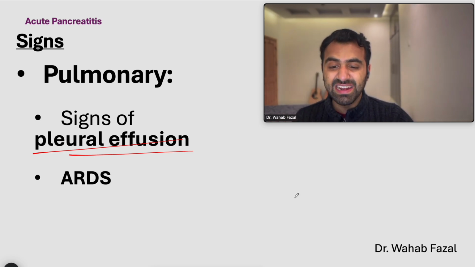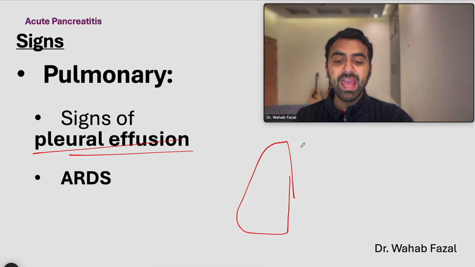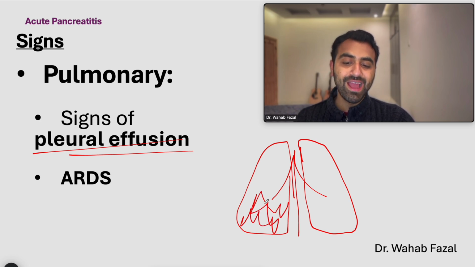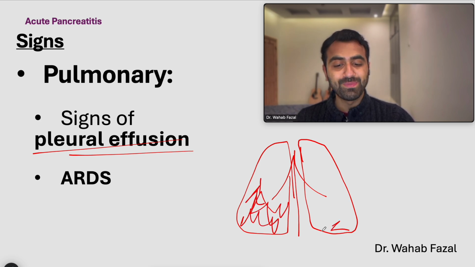You can get ARDS. What is ARDS? ARDS is acute respiratory distress syndrome. How does it happen? Well, you have a lot of inflammation in your body, you have a lot of cytokines being released, and then you have a lot of fluid that is coming out into the lungs, a lot of fluid that is building up in the lungs.